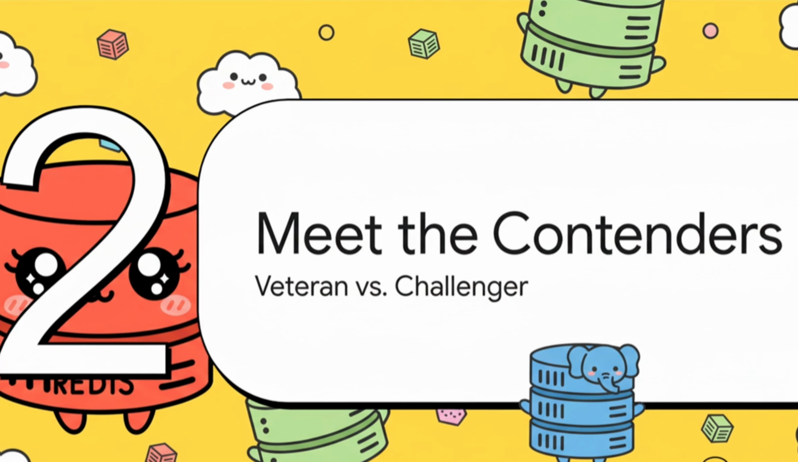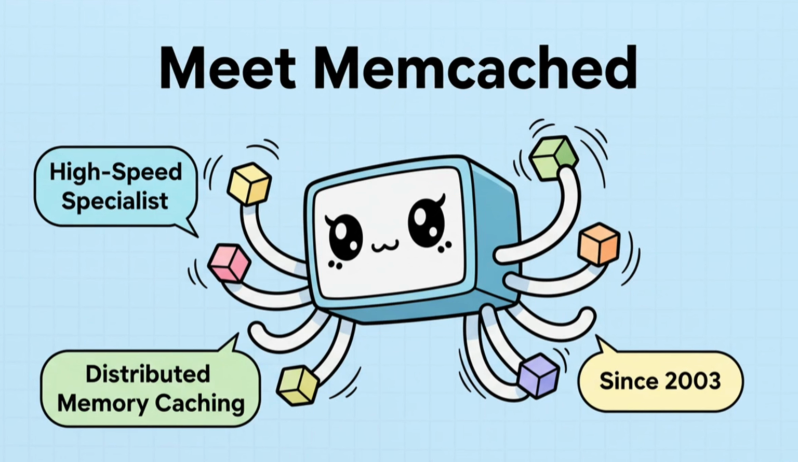Which of course brings us to our two main fighters in the in-memory caching arena. You can really think of this as the seasoned veteran going up against the new, versatile challenger. First up, in the blue corner, we have Memcached. This thing has been around since 2003, practically ancient in tech years. It's the original high-speed specialist.